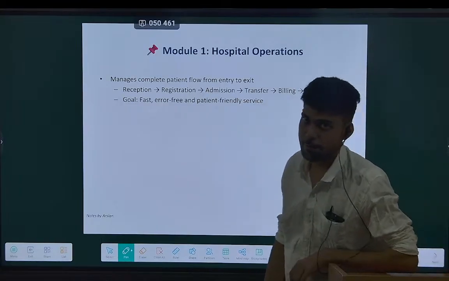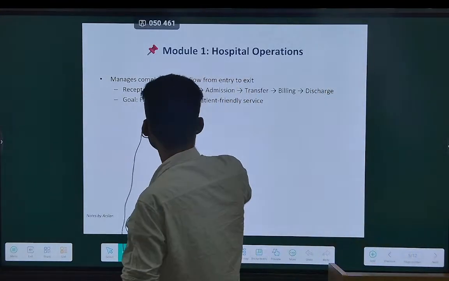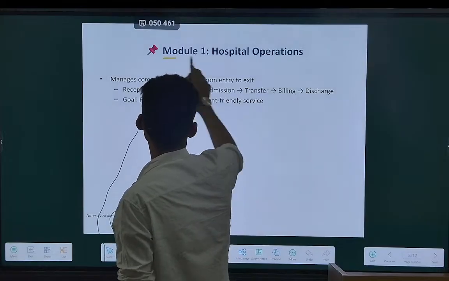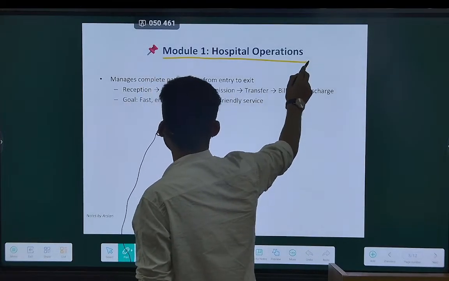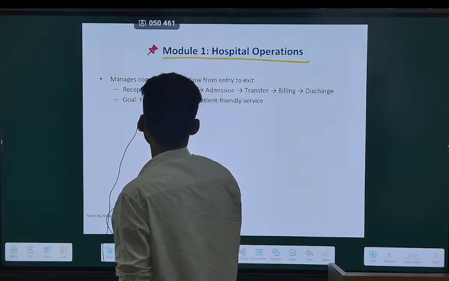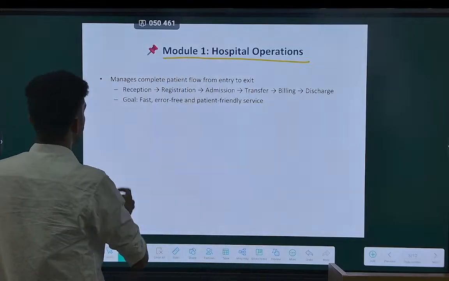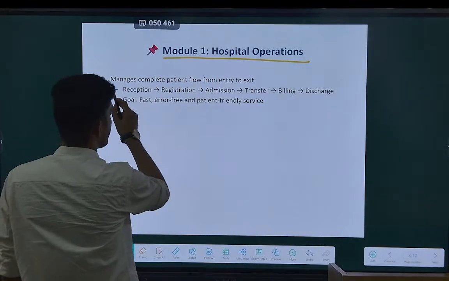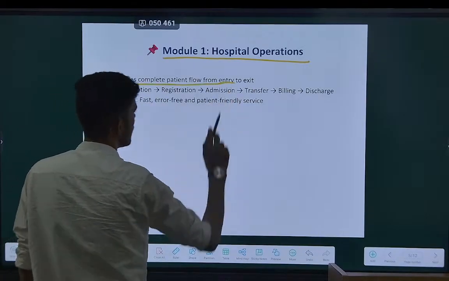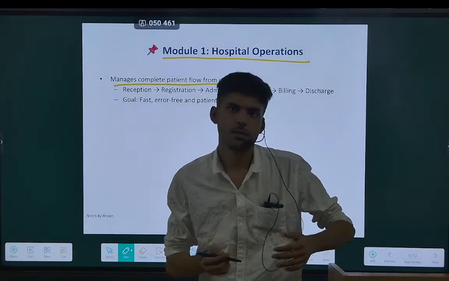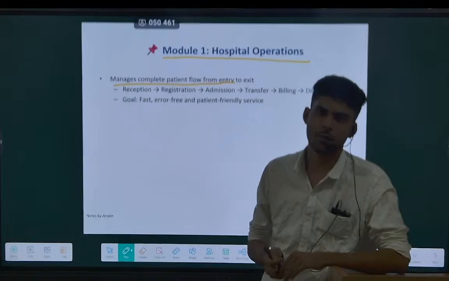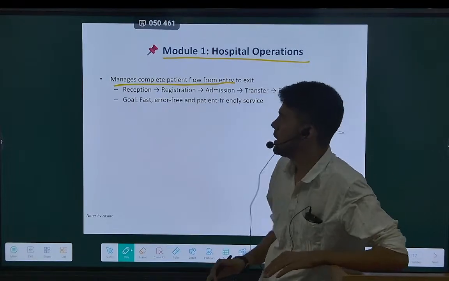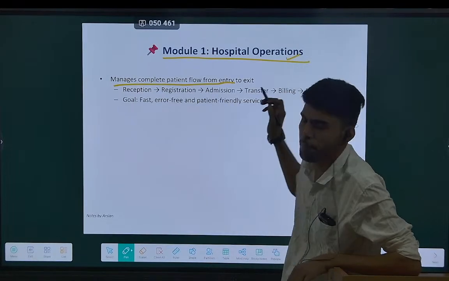So this is our chapter 1 and now we will start our course of hospital operation. So what is hospital operation? Hospital operation manages complete patient flow from entry to exit. When a patient comes, from the entry point to the exit point, whatever the patient will do is managed by the hospital operation.